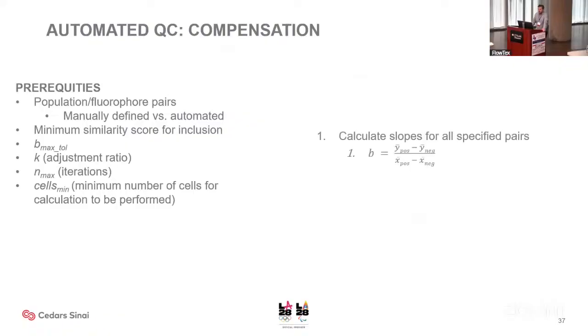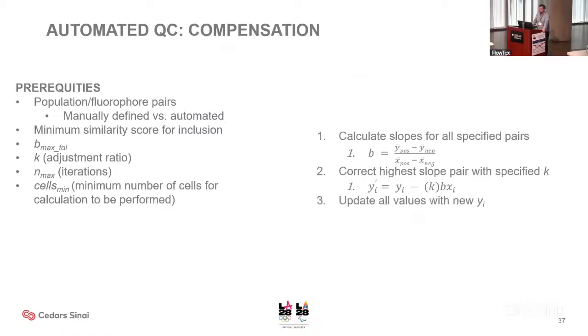So the way this iterative process works is we calculate the slopes for all of the specified pairs. So say there's 100 pairs, we're calculating 100 slopes using a robust linear model. We correct just the single slope with the highest slope pair with the specified K. We update all of the values based on that update, and then we recalculate all of the slopes again, and we repeat this process for however many iterations that we talk about.